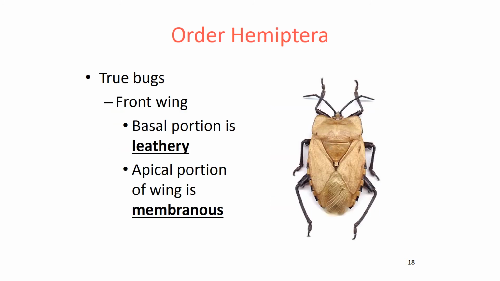Then we have order Hymenoptera. These are considered true bugs, as if all insects aren't bugs, right? But their front wing is kind of a leathery wing, and then the back part of their wing is more membranous. So this basal portion, the leathery part, kind of covers the membrane part.